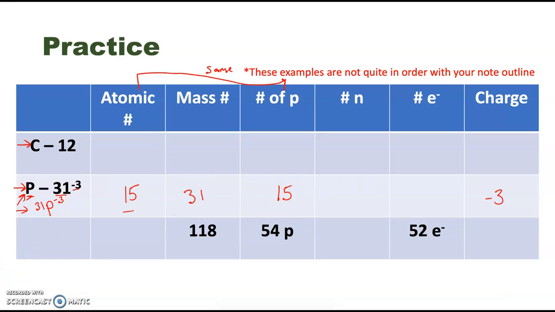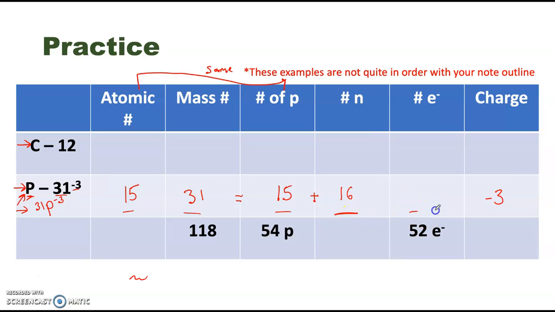So now that we got the protons and atomic number, the next thing we're going to do, let me switch, there you go, my pen's back. Now we got to figure out the number of neutrons. So the equation looks like this. Neutrons plus protons equals mass number. So what plus 15 equals 31? Or basically that's asking 31 minus 15 is 16. So that means that we have 16 neutrons.